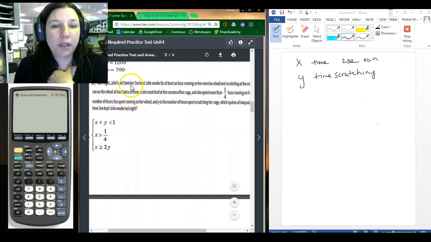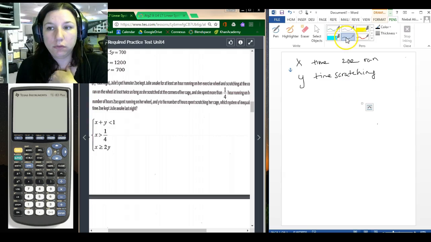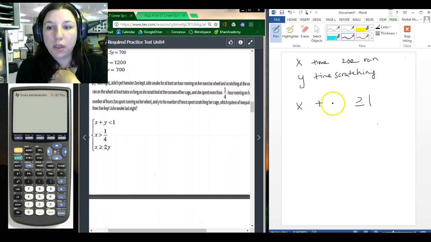So last night, Julie's pet hamster Zoe kept Julie awake for at least an hour. So the total time she spent awake was greater than or equal to 1 hour. Okay, and why was she kept up? Because of the time that Zoe was running around, plus the time that she spent scratching.